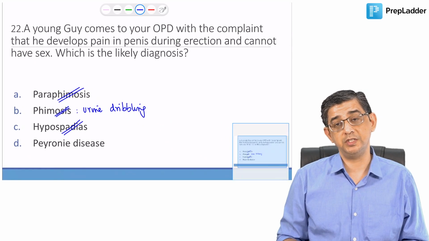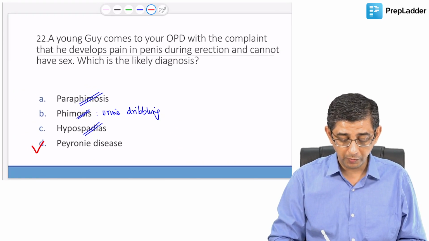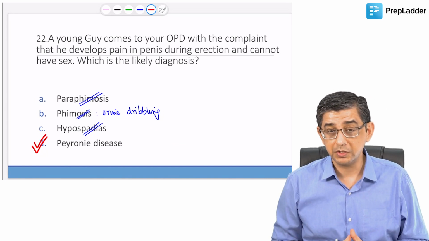Peyronie's disease always presents with these complaints that I've highlighted, so these patients will not be able to have normal sexual activity. The answer to this question is option number delta.